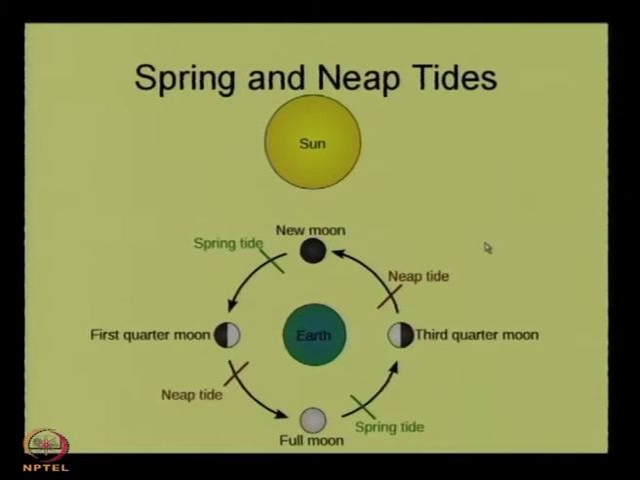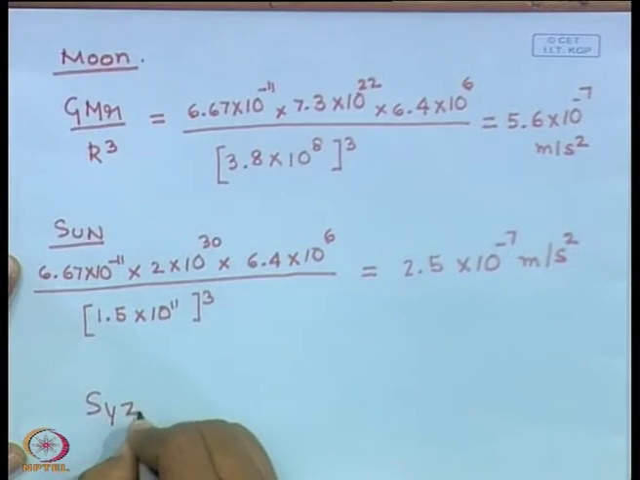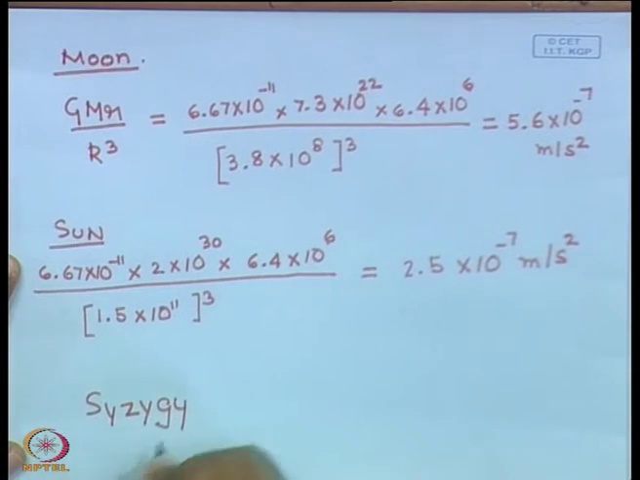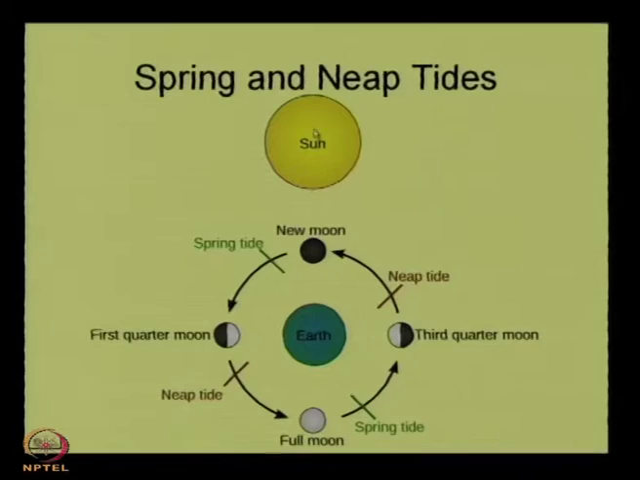Now, the tidal force of the moon is reinforced by the tidal force of the sun when the moon and the sun are aligned, when they are in the same line. The line joining them is also called syzygy. That is the name given to the alignment of the sun, moon and the earth.